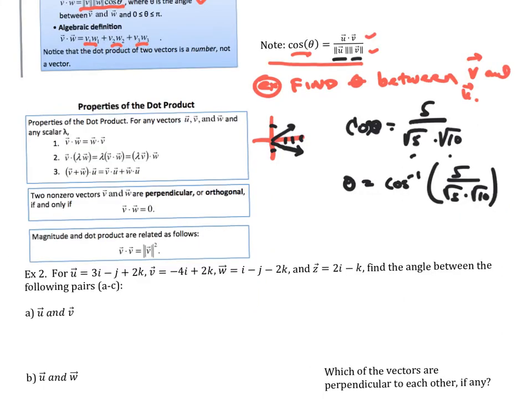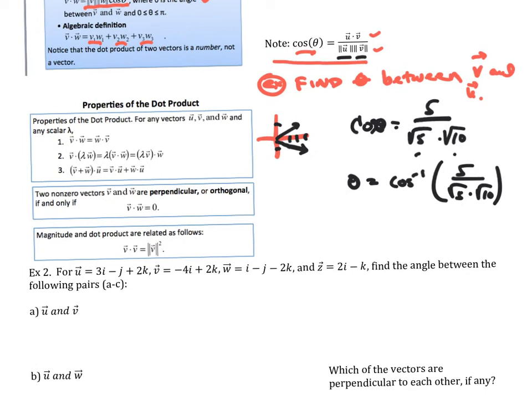And if we pop this into our calculator, we're going to get theta is equal to pi over 4. Notice this is in radians, so if you had to change it over to degrees, you would go ahead and multiply by 180 all over pi. And when you do that, you're going to get 45 degrees. Okay? So then that is how you find the angle in between the two vectors.